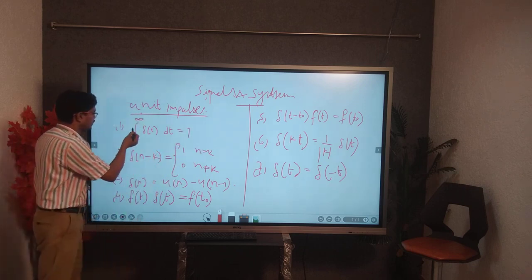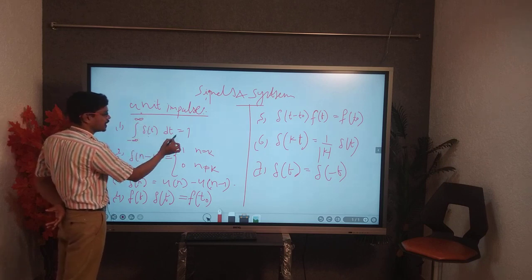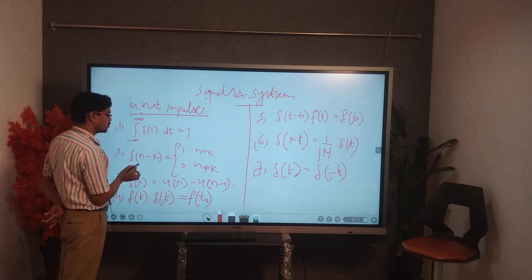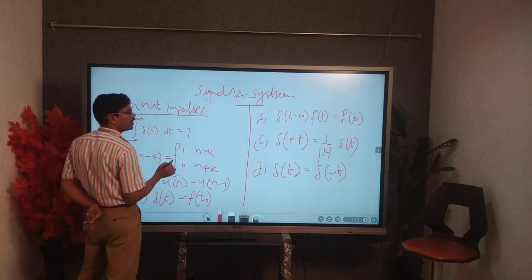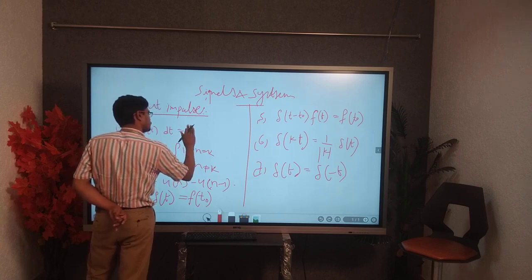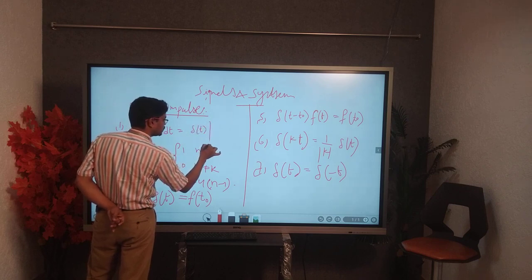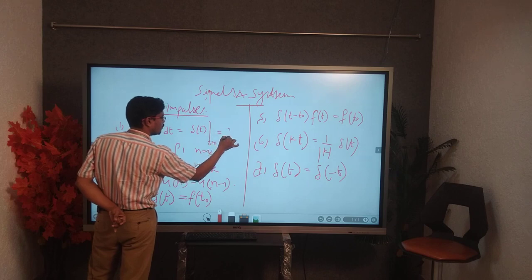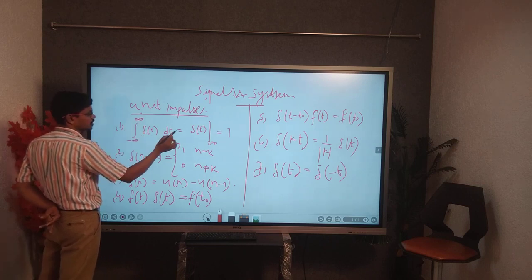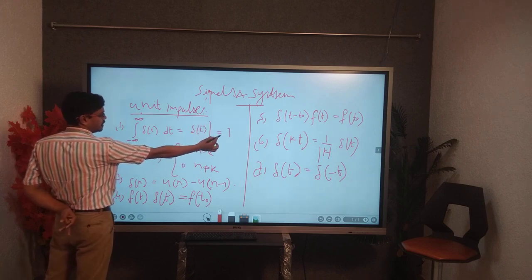So that's why the first property, that means the integration from minus infinity to infinity of δ(t) dt equal to 1. But no need to integrate from minus infinity to infinity, because the δ(t) is defined only at t equal to 0. That's why δ(t) at t equal to 0 means 1. No need to integrate, only at t equal to 0 we take it, that means δ(t) equal to 1. The area under unit impulse is 1.